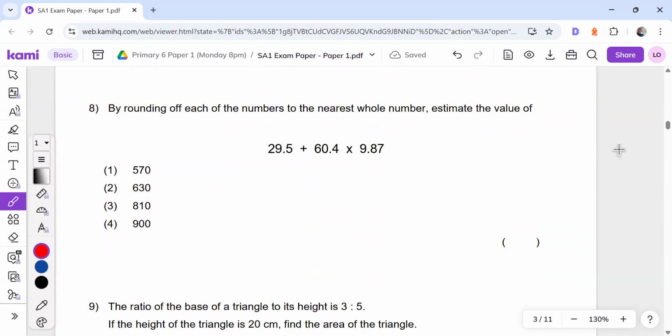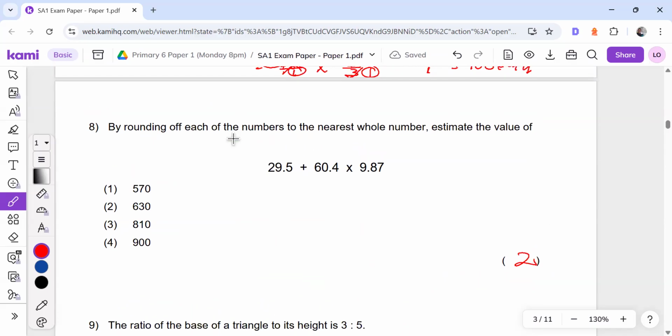Okay, question number 8. The answer is number 2. Okay, how to get number 2? You need to round the number to the nearest whole number first.